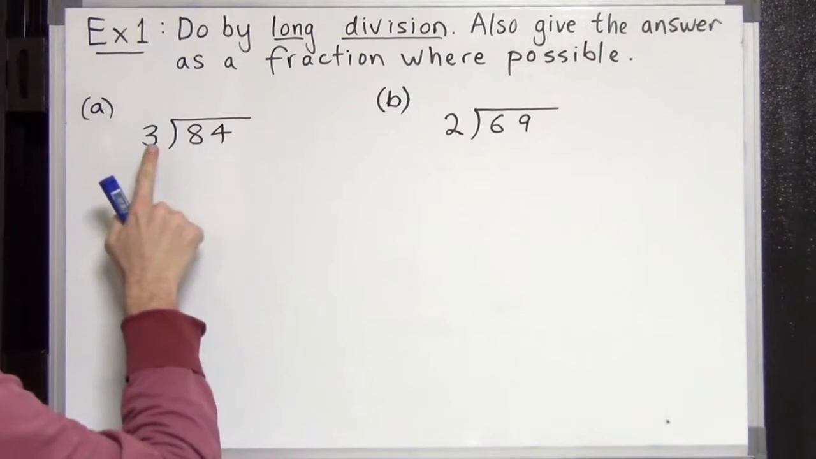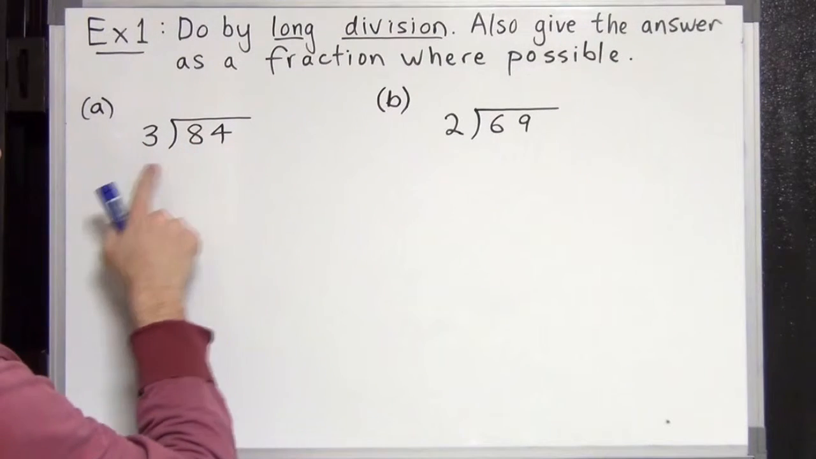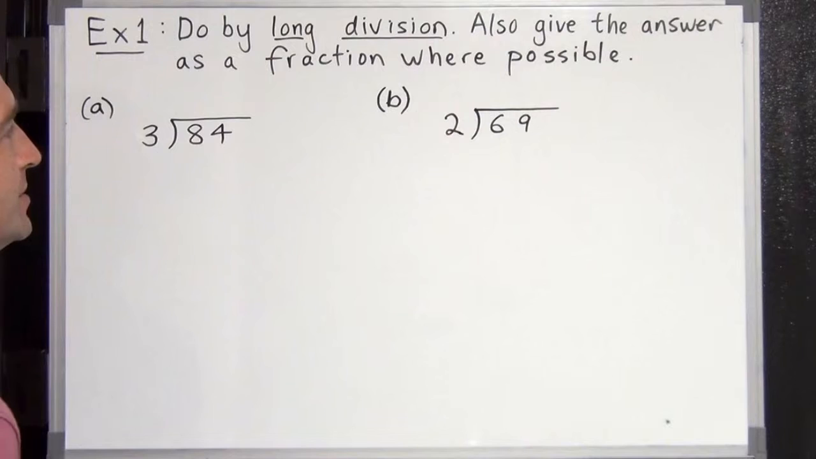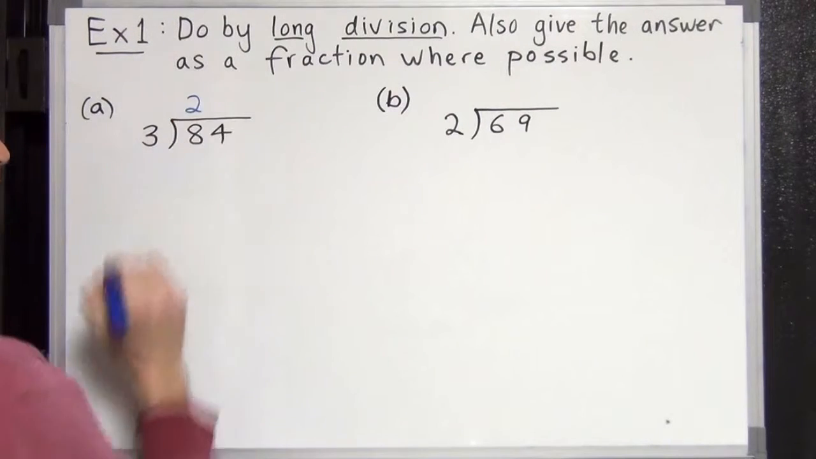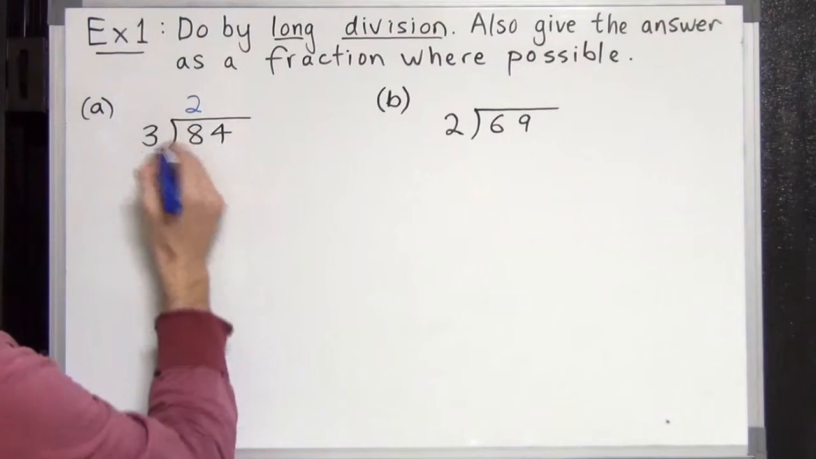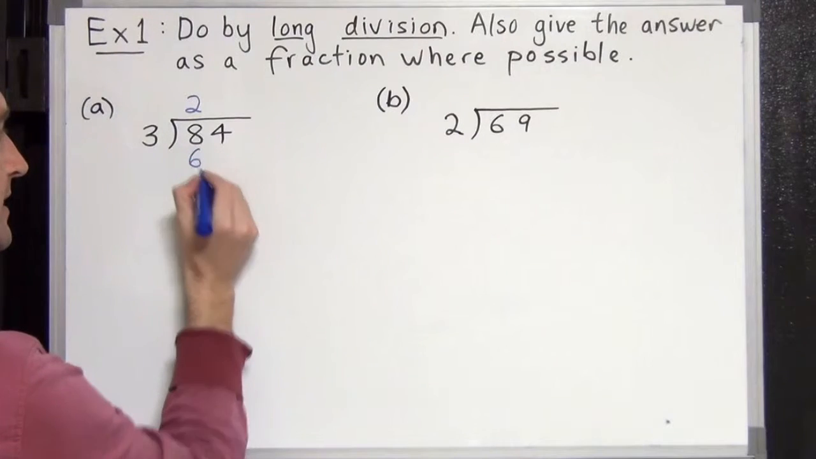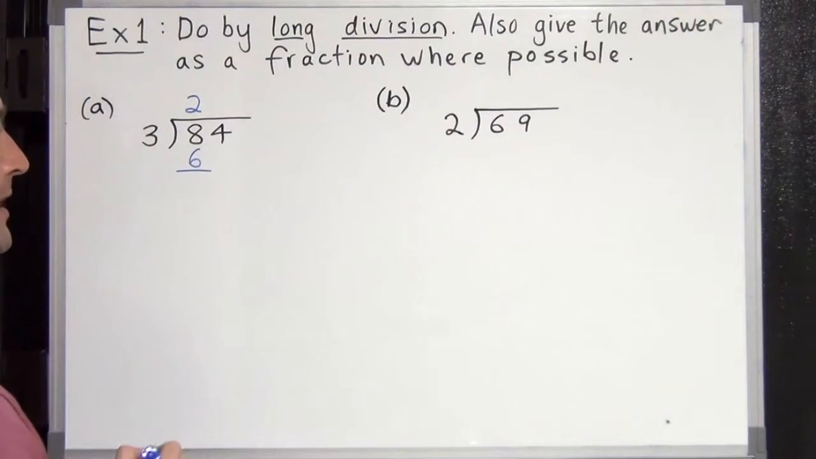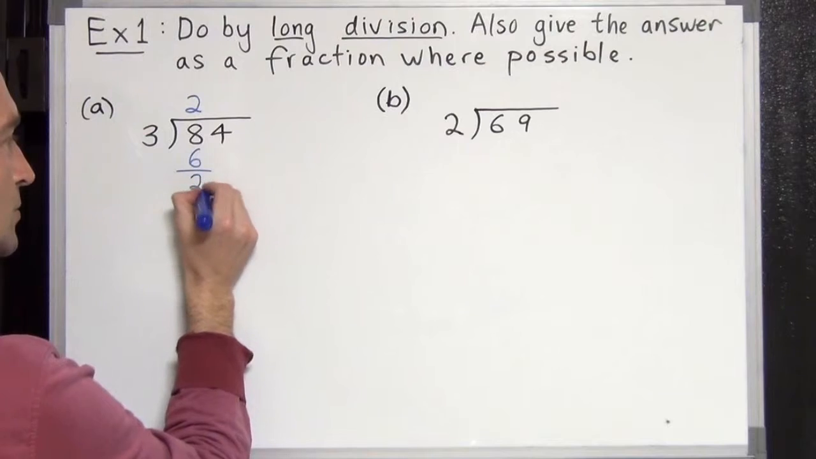So what we do is we go 3 and 8. How many times does 3 go into 8? It goes twice. That number goes up there. We then multiply back. 2 times 3, write it down here, 6. And then we subtract these two. 8 minus 6 is 2.